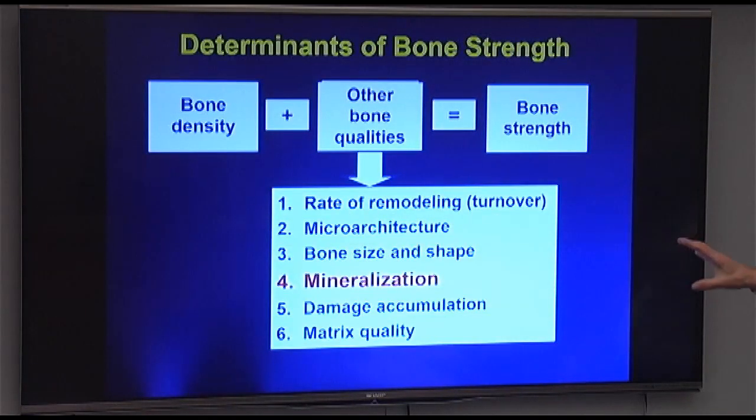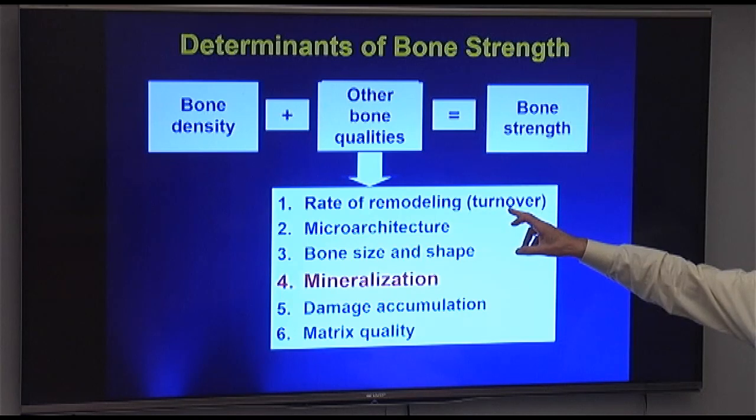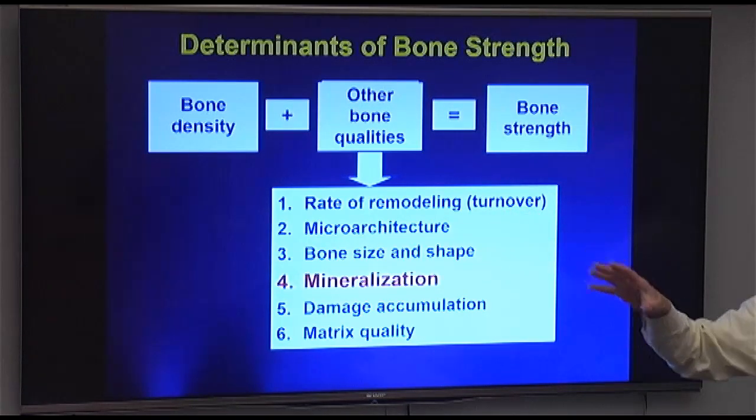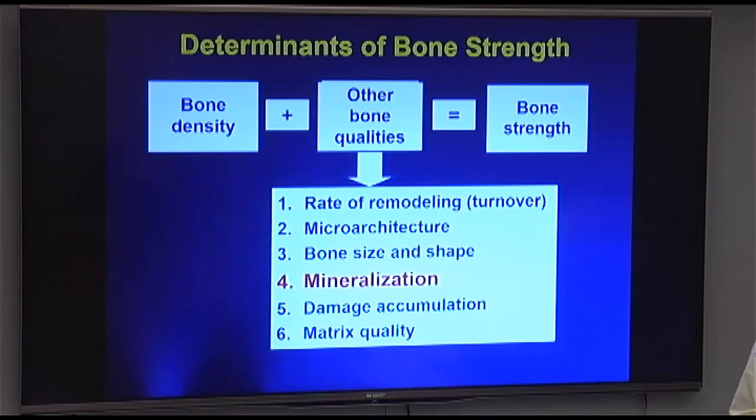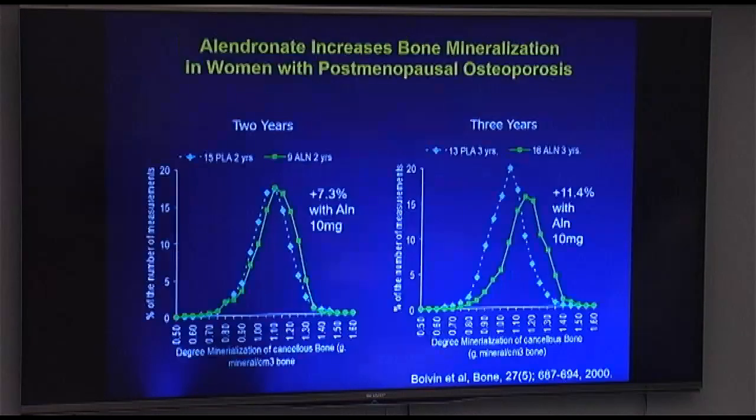Okay, so we can access bone remodeling clinically. For some of us, we can access microstructure clinically, and I mentioned TBS as a less precise but helpful index. You can get some index of bone quality with TBS. Bone size and shape, that's a little bit more difficult to do, but you can get a little bit of information by some of our technologies. And then mineralization is another thing that is not really accessible clinically.